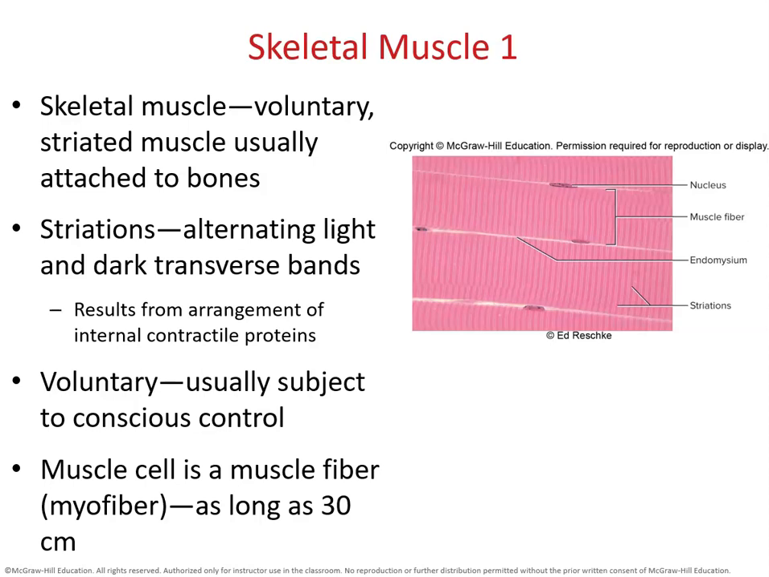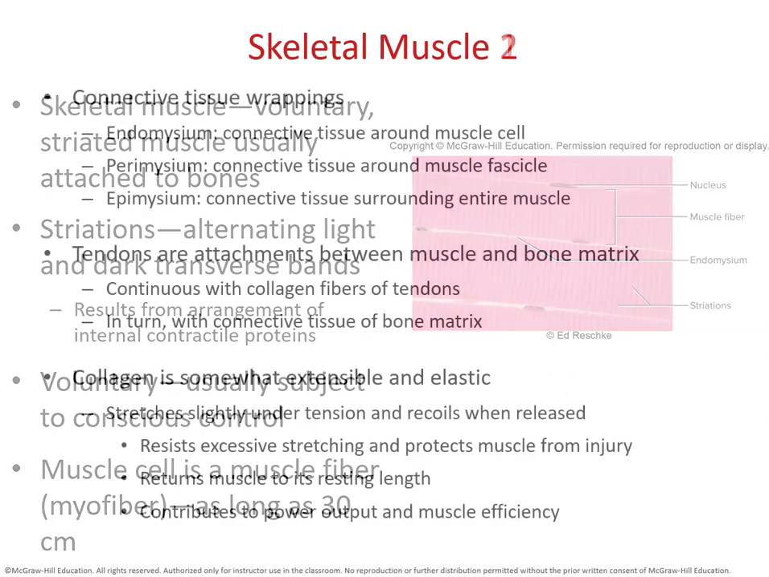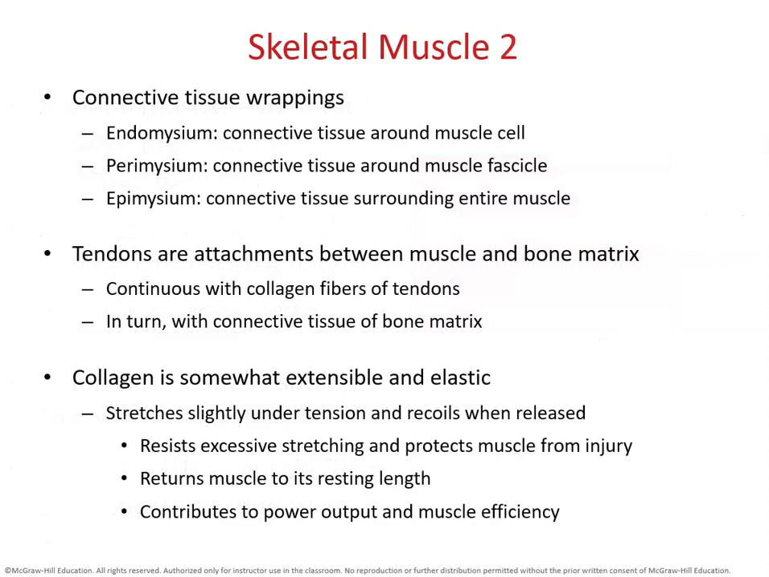I want you to know that a muscle fiber, or a myofibril, is a muscle cell. They can be long. They can be about 30 centimeters long in some cases. Skeletal muscle is wrapped in 3 layers of connective tissue, and we've talked about this previously. So the endomysium is around the myofibril, the perimysium is around the muscle fascicle, and the epimysium is around the entire muscle. We know that tendons help attach muscles to bones, and that these are made of collagen.